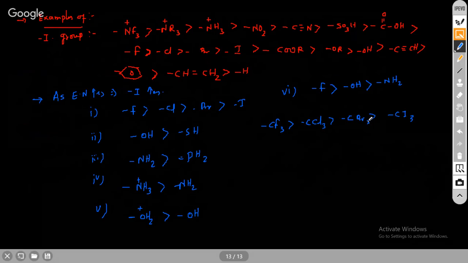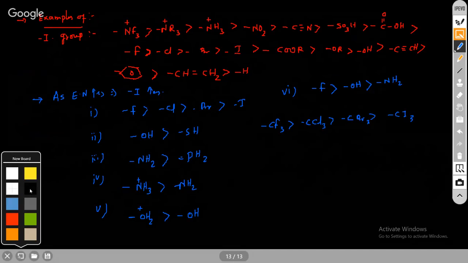But we'll see a few examples of plus I. Plus I group, you see. Plus I group means what? Electron releasing. Electron releasing means what? It must have electrons present. So either it has a lone pair or a negative charge on it. Okay, that is the logic you can keep in mind.